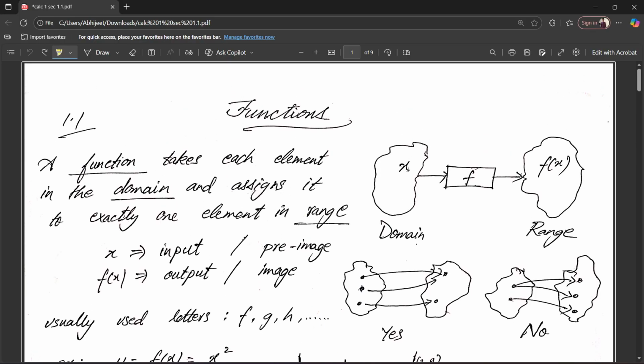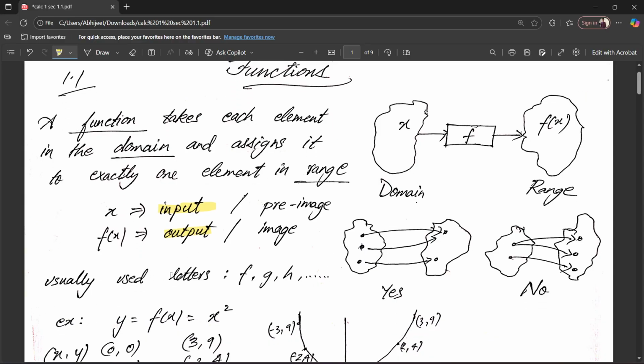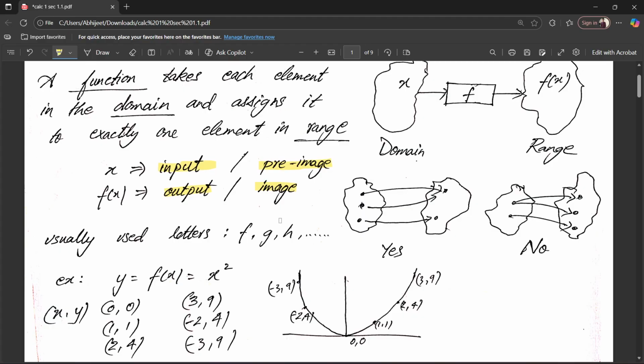You can refer to x as being the input and f of x as being the output, meaning a function is applied on x. This is read as f at the value x, or f of x. You can also see two other words associated with x and f of x. They are usually called image for f of x and pre-image for x. Now, these are not as common as input and output, but you will definitely see them in textbooks. The usually used letters for functions are f, g, h, and so on.